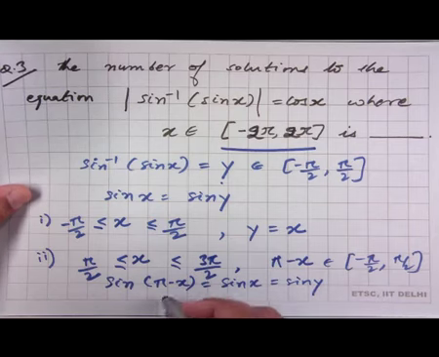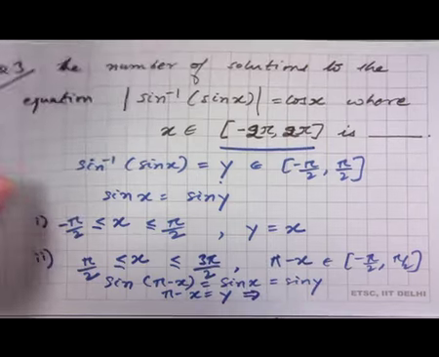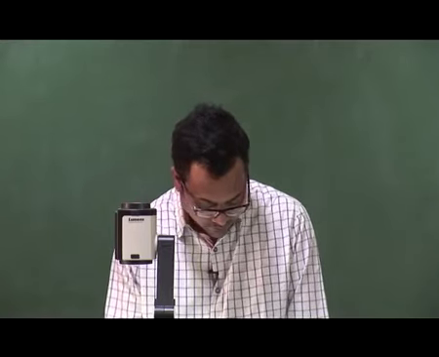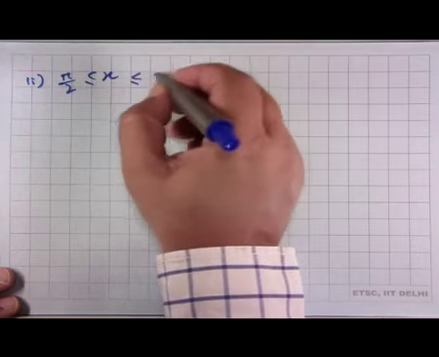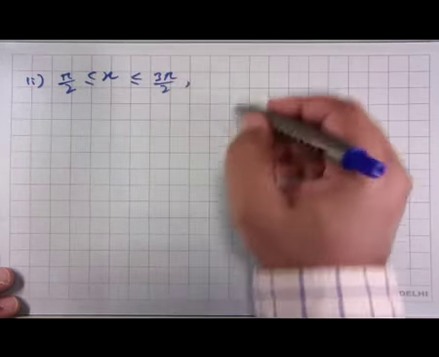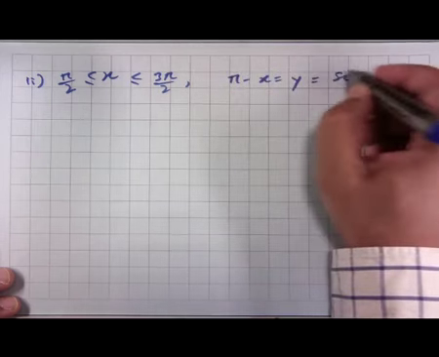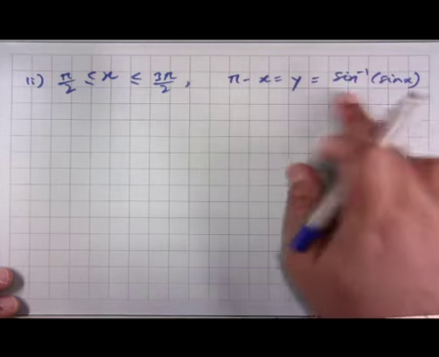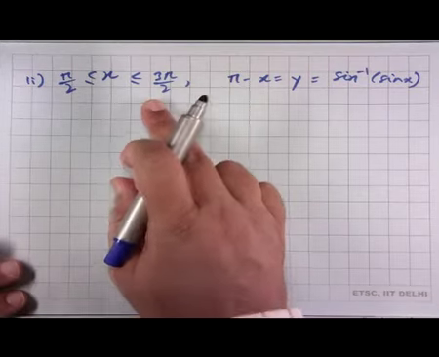So, what is implied from here is that pi minus x is equal to y, which implies that. So, for the second case, which is x greater than or equal to pi by 2 and less than or equal to 3 pi over 2, what we have is that pi minus x is y, which is sine inverse of sine x. Therefore, sine inverse of sine x is pi minus x if x belongs to this interval.